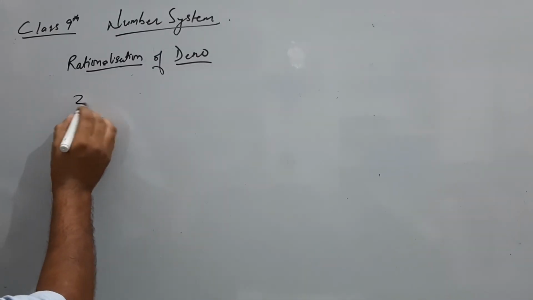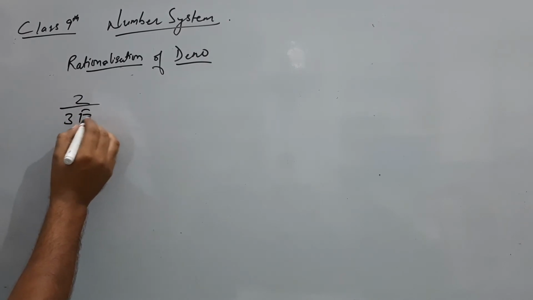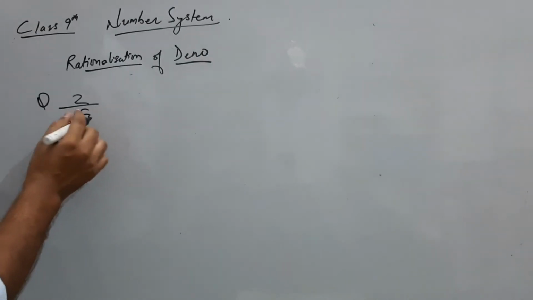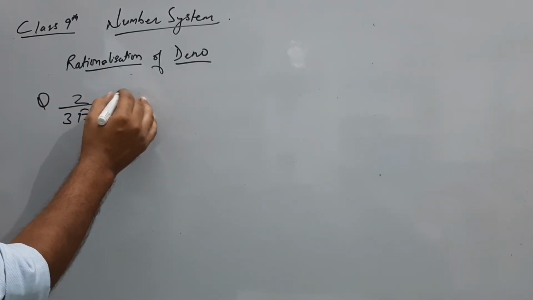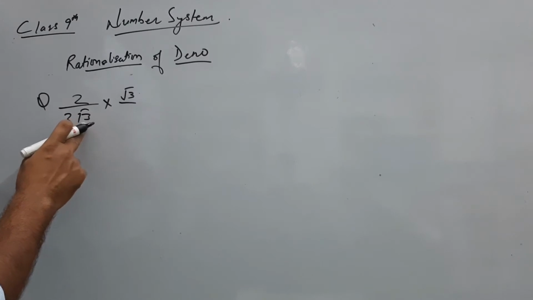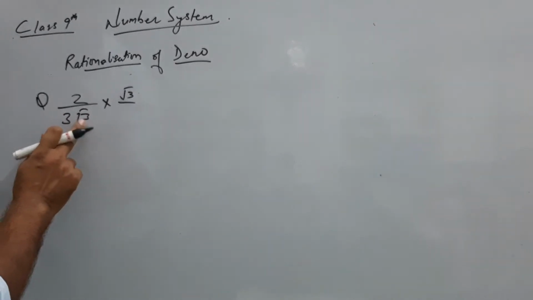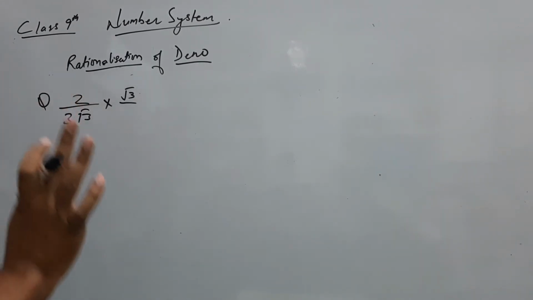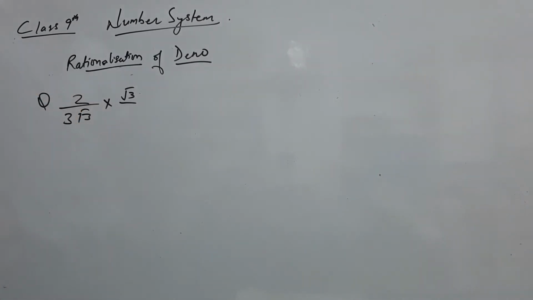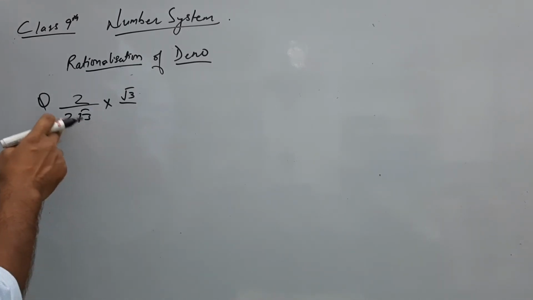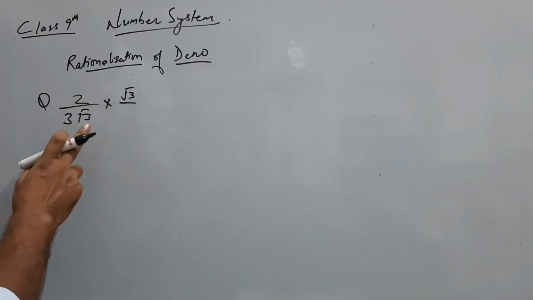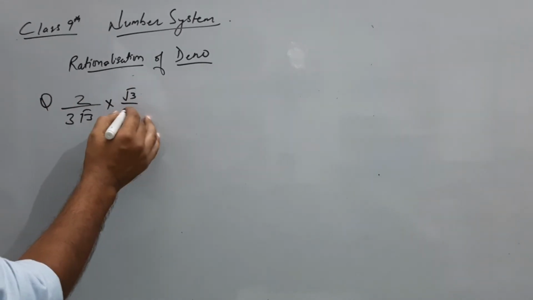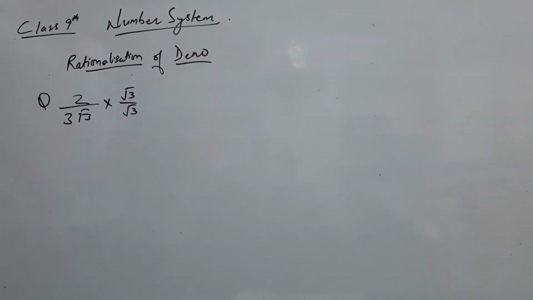So the question is 2 upon 3 root 3. We have to rationalize this. What are we going to do? We will multiply this number. What is this number? Only root 3. I told you only the root 3 will be multiplied, because root 3 is the only irrational part. The rest are already rational, and they are all single numbers. So root 3 will be multiplied in numerator and denominator.